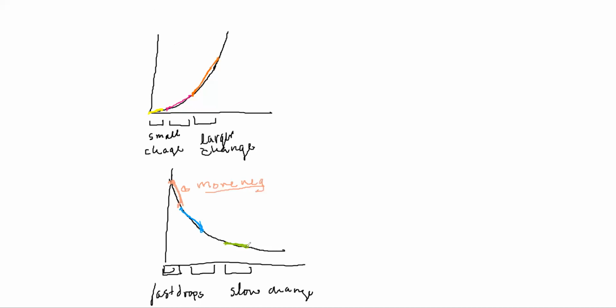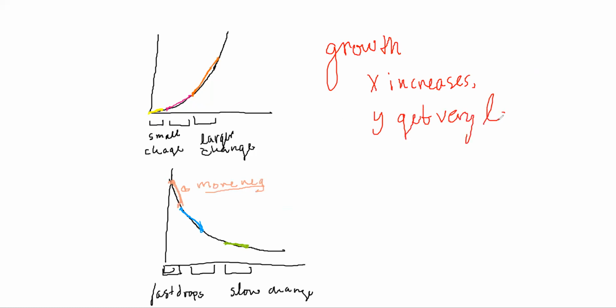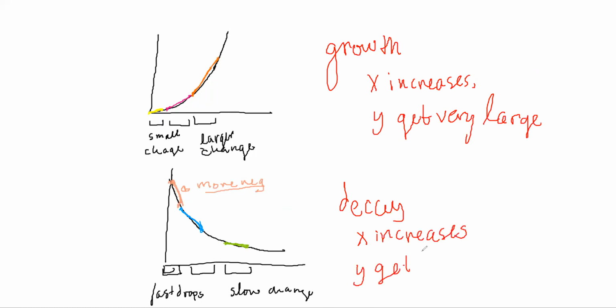Does that explain the difference between growth and decay? Another way of thinking about it is that for growth, as x increases, y gets very large. And for decay, as x increases, y gets very close to 0.